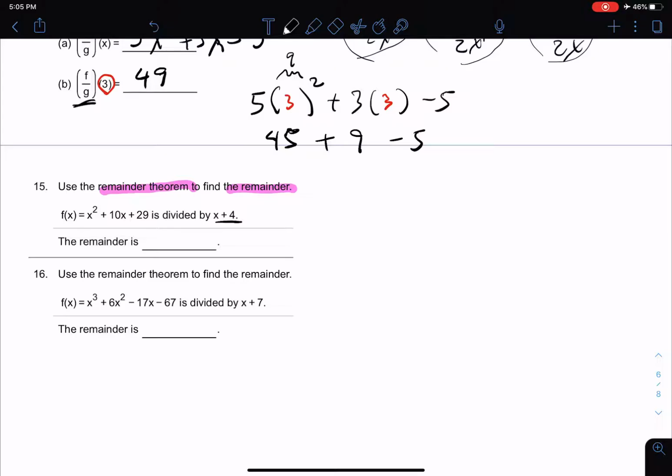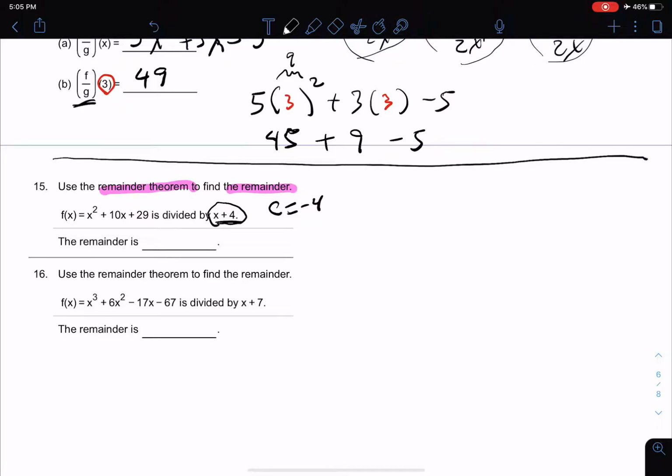Well, that's a very specific thing. The remainder theorem says that, let me make sure I can say it. Now look at this divisor. What is its c value? Well, the c value would be -4. So therefore, the remainder theorem says that if you substitute the c value into the function, the answer to that function will be the remainder. That's not obvious at all, I don't think.